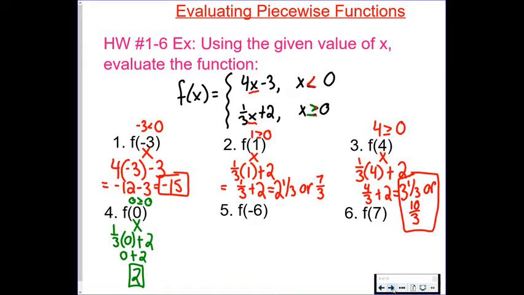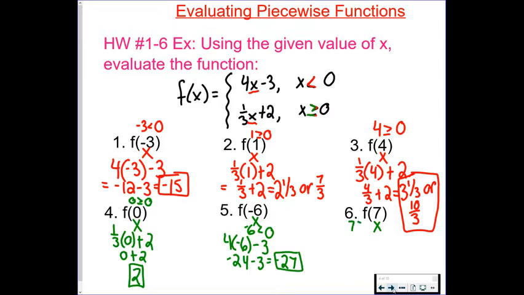Okay, number 5, f of -6. My x is -6. Is -6 less than 0, or is -6 greater than or equal to 0? Right, -6 is less than 0, so I'm going to take -6 and plug it into that top function, 4 times -6 minus 3. 4 times -6 is -24, minus 3 is -27. That's simplified. And last one, f of 7. 7 is my x. Which interval does it fit into? Is x less than 0, or is x greater than or equal to 0?